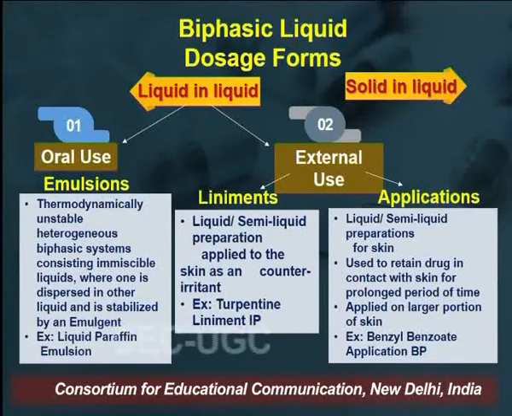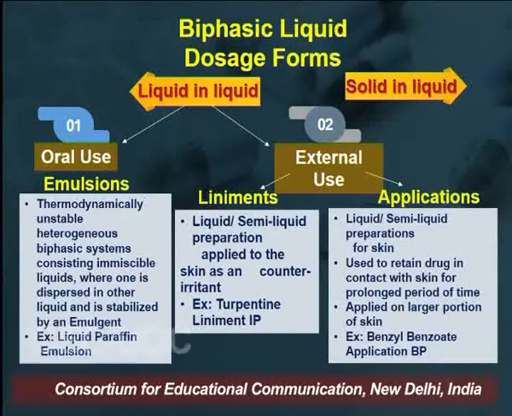So first, biphasic liquid in liquid type can be categorized based on route of administration into oral use or external use. Biphasic systems liquid in liquid meant for oral use cover emulsions. Emulsions are biphasic, thermodynamically unstable, heterogeneous systems containing two immiscible liquids, wherein one of the immiscible liquids is dispersed in the other and the system is stabilized by an emulgent.